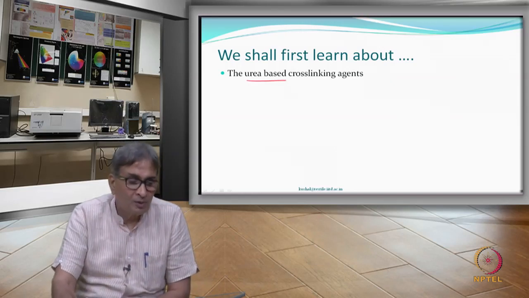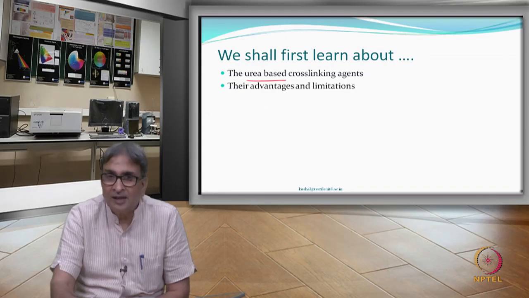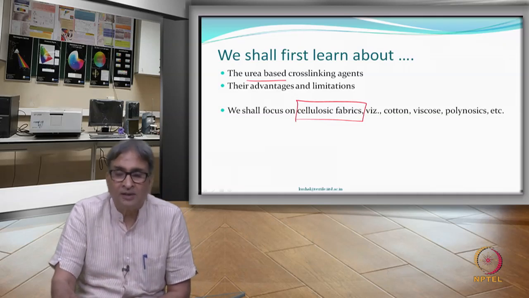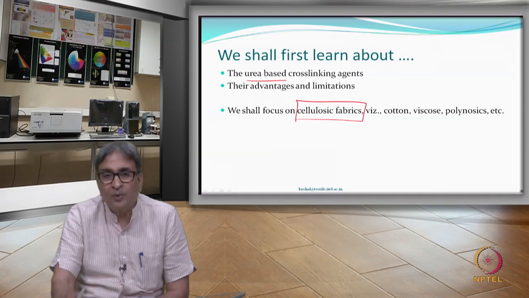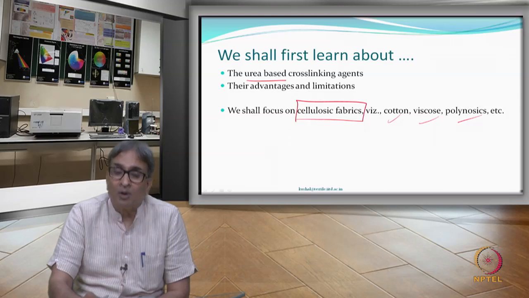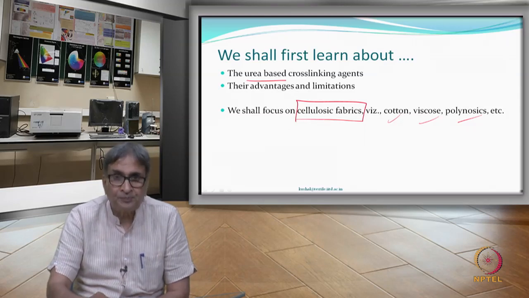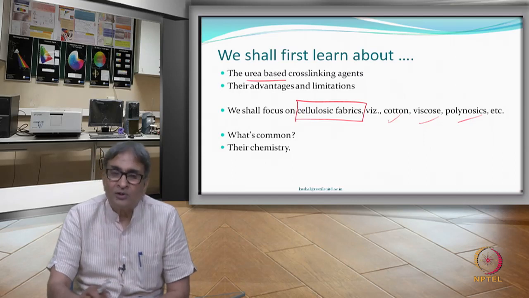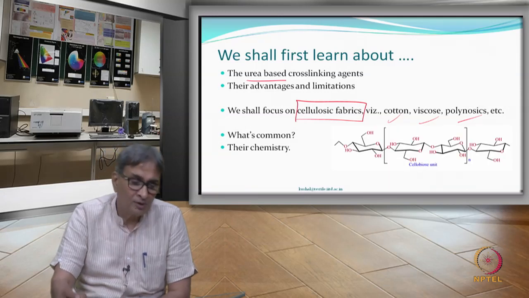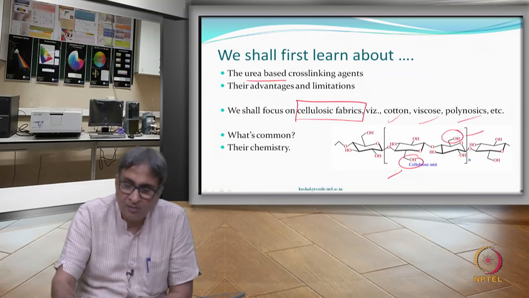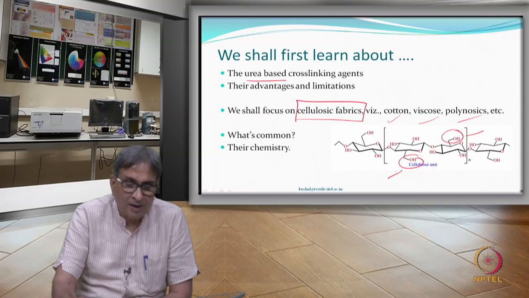You know what is urea? We will look at the urea based cross linking agents, their advantages and their limitations, and initially we will focus on cellulose. Any reaction that we are talking about is of these agents with cellulosic fabrics, which could be cotton or viscose or polynosics or high wet modulus fibers, etc. What is common in them? Their chemistry. Although crystallinity and orientation may be different in different fibers, the chemistry is common, which, as we said before, has many primary hydroxyl groups which are relatively more reactive and therefore will participate in cross link formation.